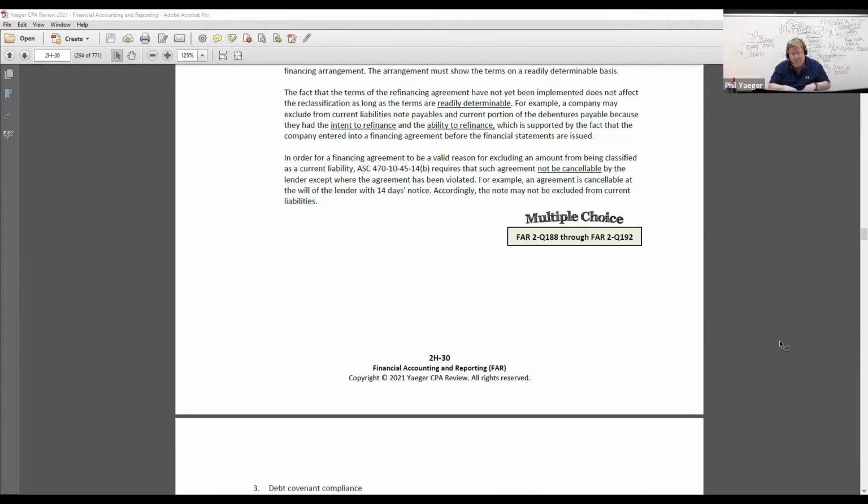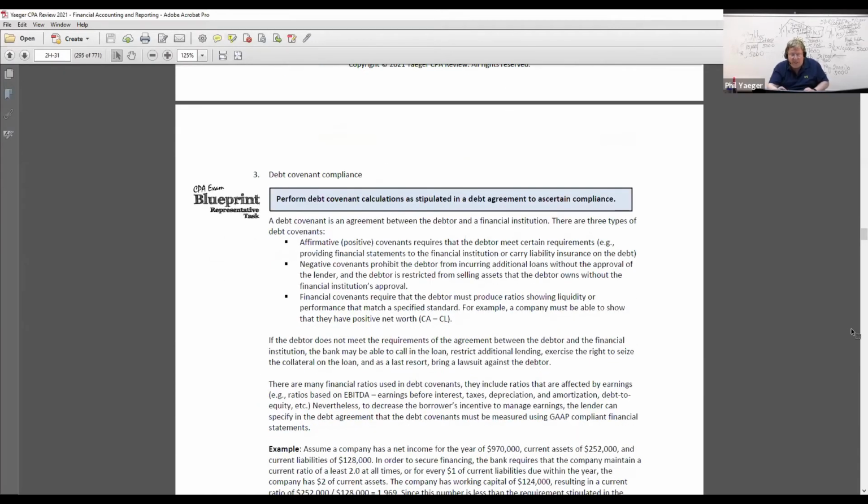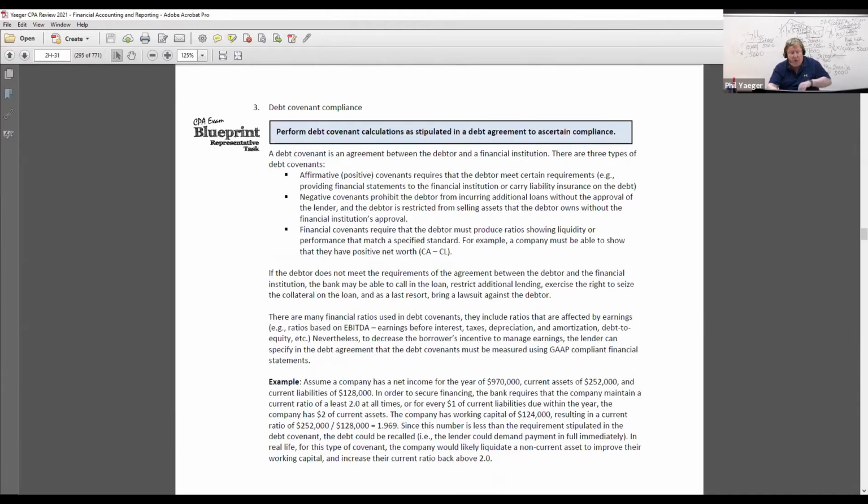2H31. Perform debt covenant calculations as stipulated in a debt agreement to ascertain compliance. A debt covenant is an agreement between a debtor and a financial institution. There are 3 types of debt covenants.